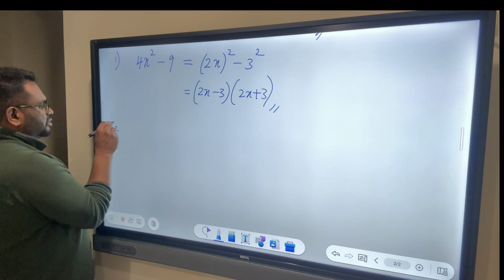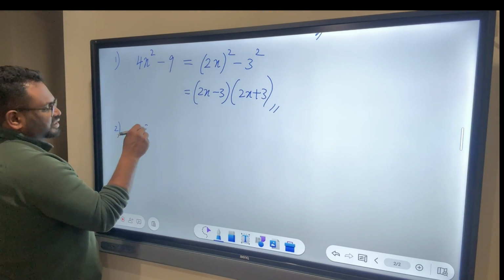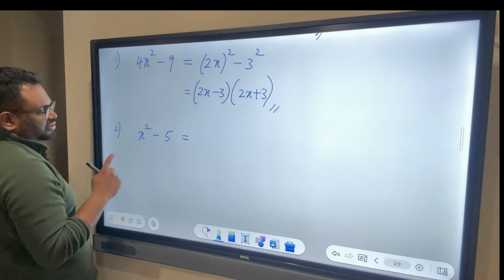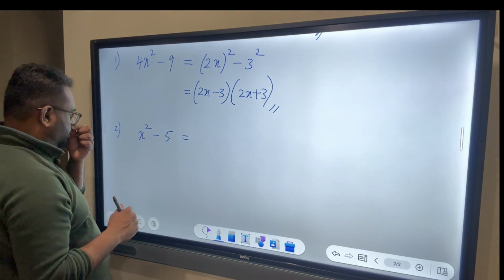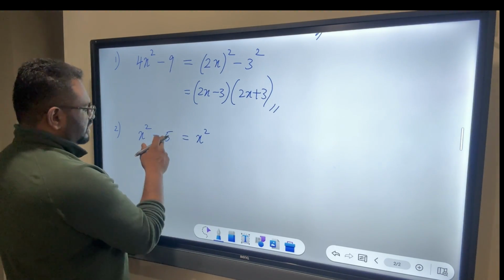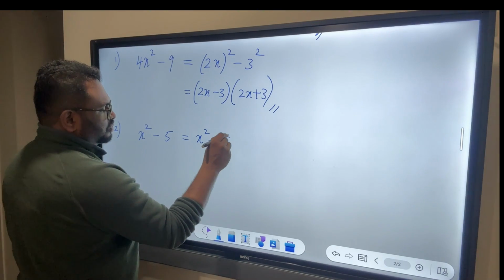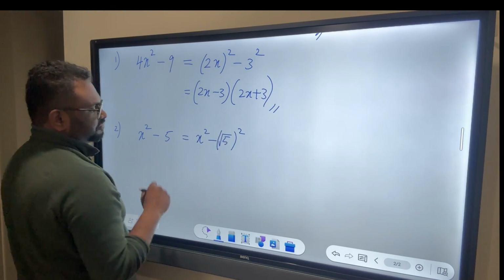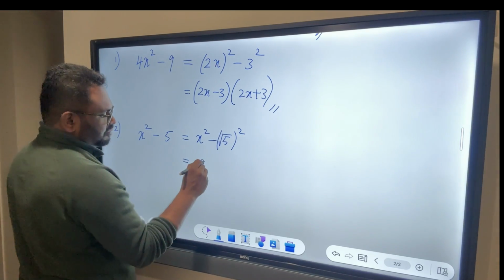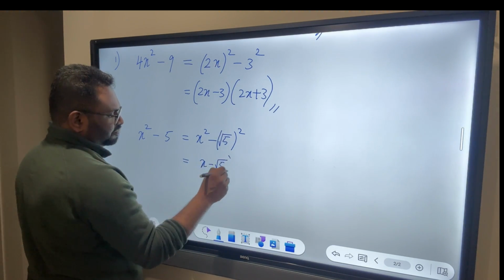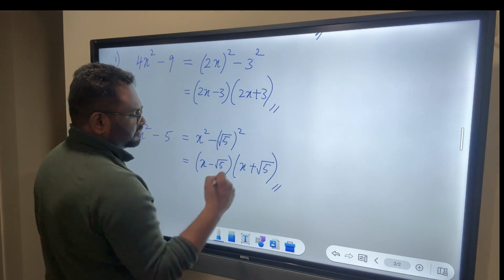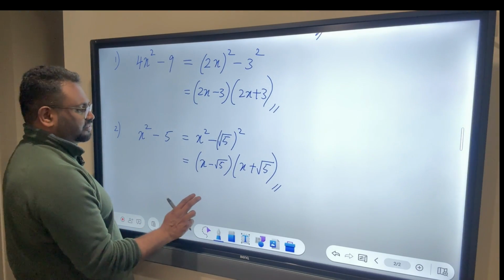Let's think about another example. Suppose you have x squared minus 5. How do you convert this into a difference of squares format? I'm going to keep x squared, so there is no problem with it. And 5, I'm going to write as square root 5, the whole thing raised to the power 2. That's going to be 5 anyway, but this is a neat construction. So this can be written as (x minus square root 5)(x plus square root 5). That's how you deal with these kinds of questions.